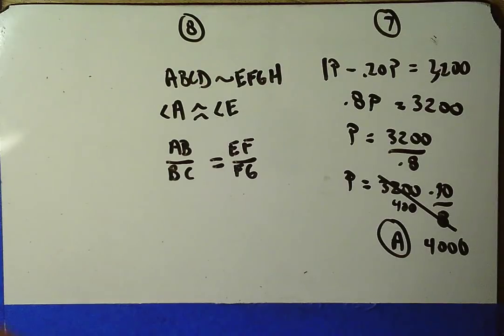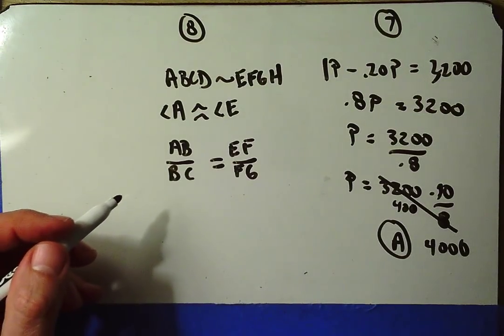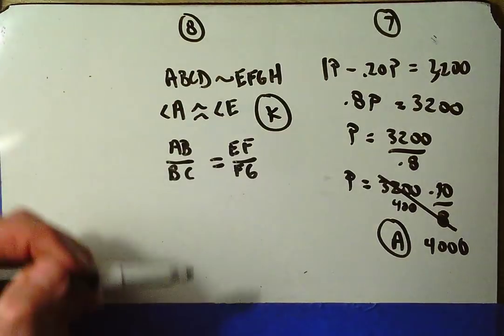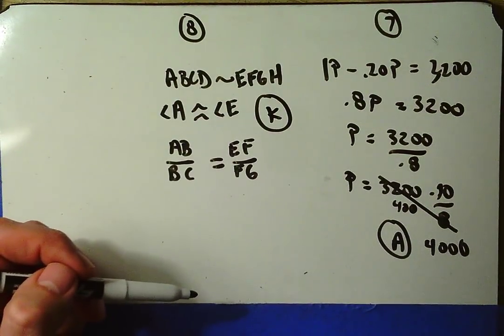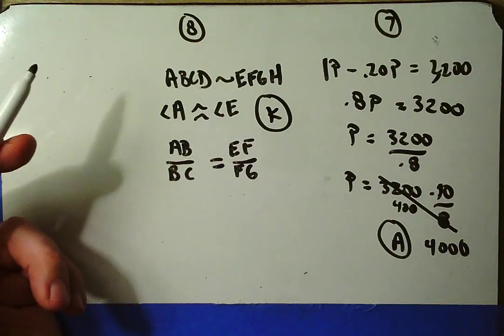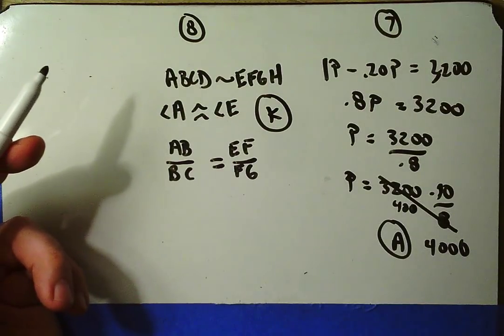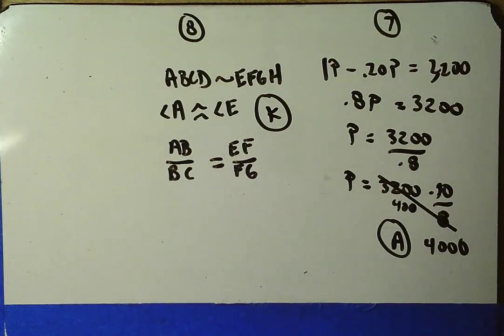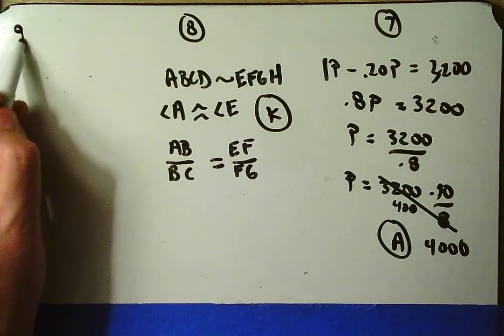Which of the two statements must be true? Corresponding angles are congruent. Oh, choice K. K for number 8. Wow, again, the numbers didn't play any role whatsoever in this problem. It's very interesting. I just needed to know my basic geometry about similarity. 9.